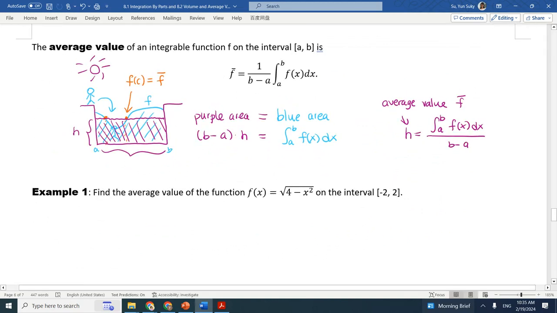Okay, so I love to use analogy. So, average value. Let me tell you a story. It's in the summer. It's very hot, and you go to a swimming pool. When nobody's inside the swimming pool, the water is very flat, right?